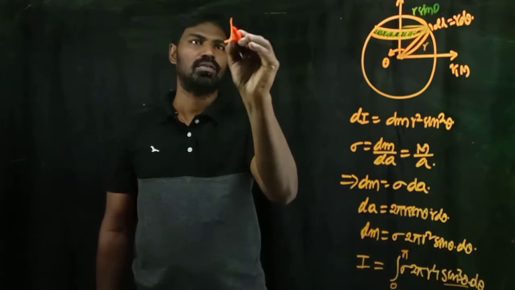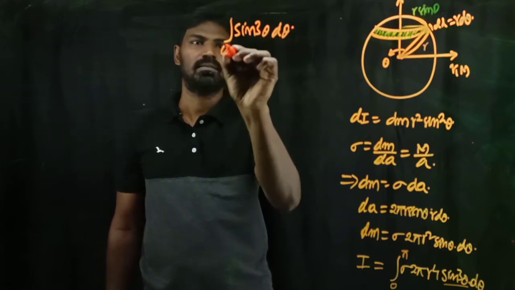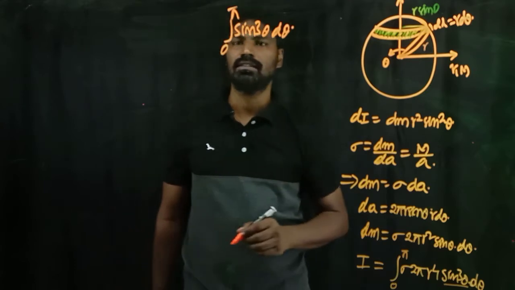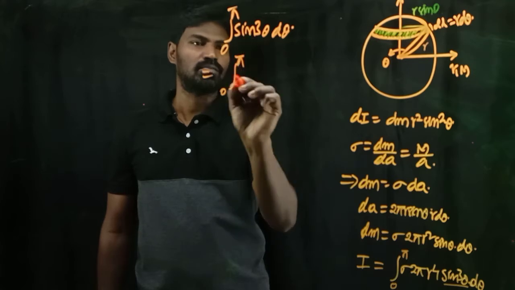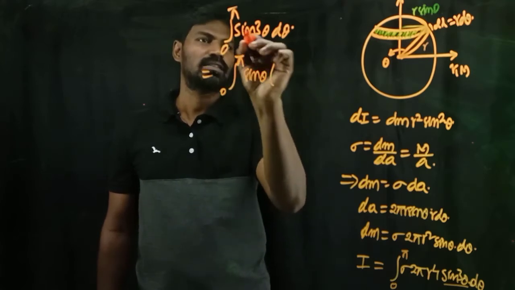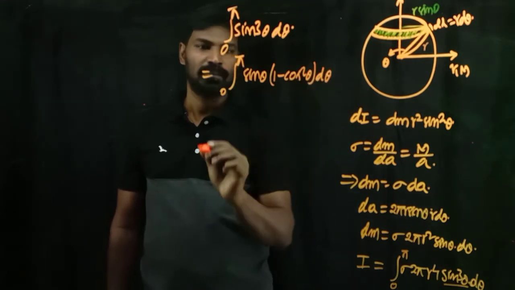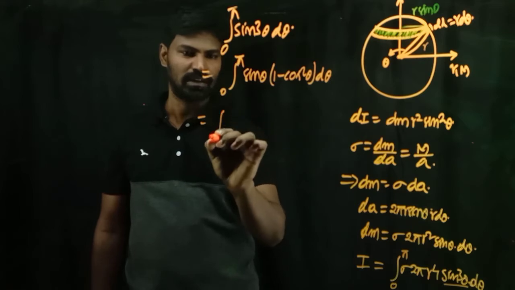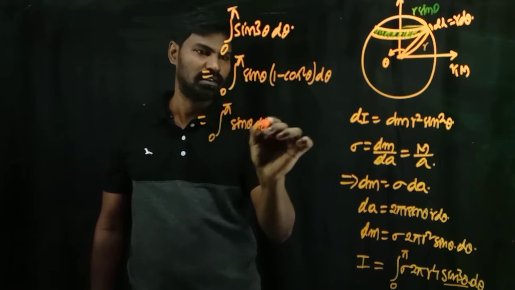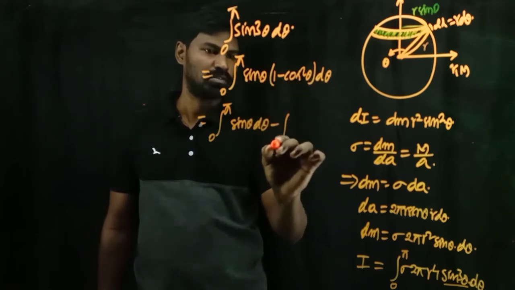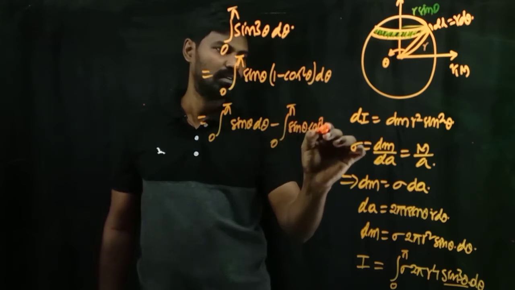For that purpose, I am considering only the integral of sin cube theta d theta. How to calculate it between the limits 0 to pi? I am calculating this integral, the integral from 0 to pi of sin cube theta. I can write sin cube theta as sin theta into sin square theta, and sin square theta you can write as 1 minus cos square theta, d theta. If you split it, you will be getting the integral from 0 to pi of sin theta d theta, minus the integral from 0 to pi of sin theta cos square theta d theta.